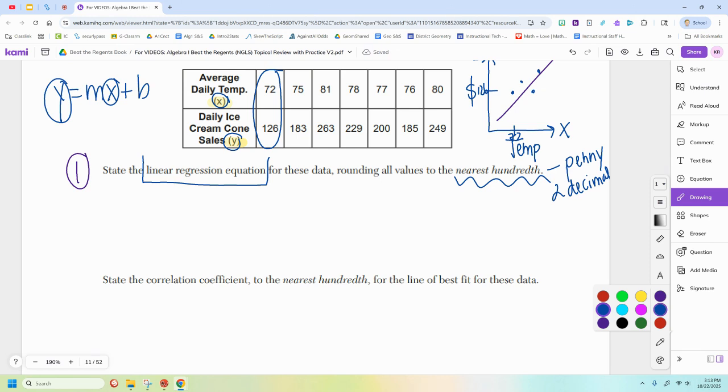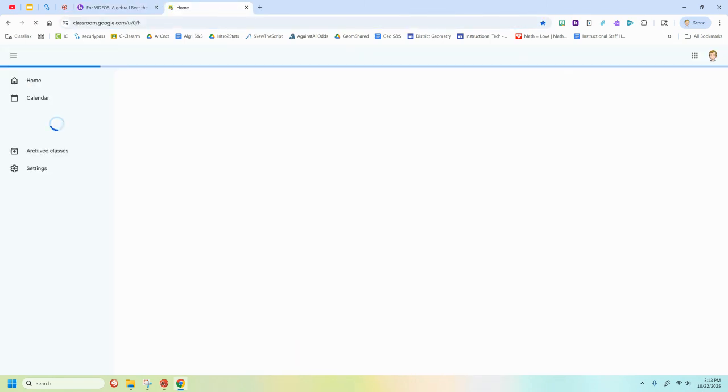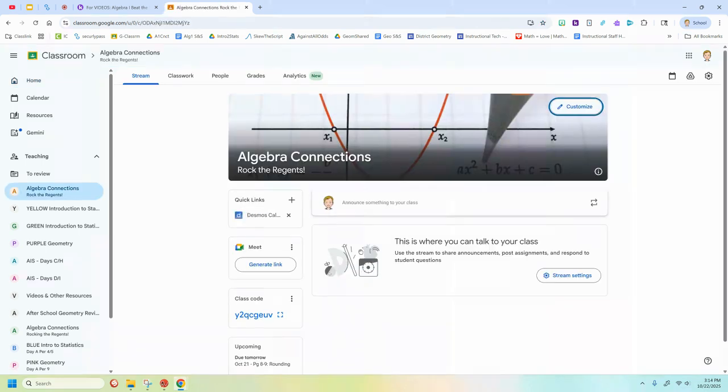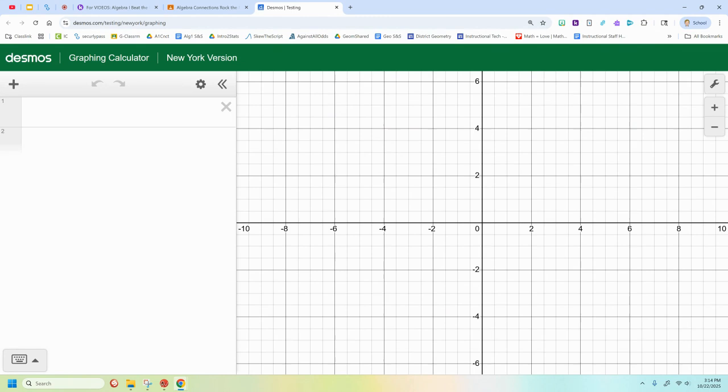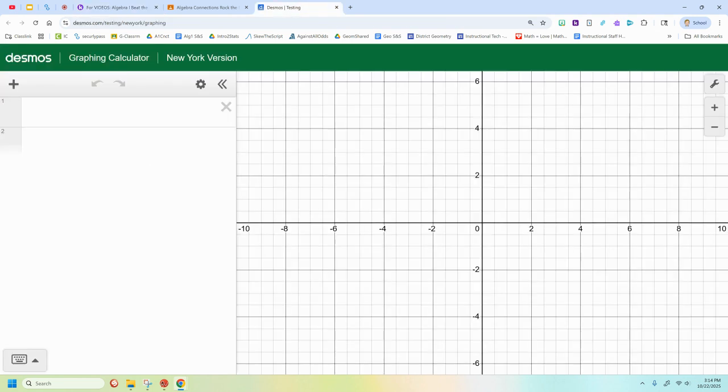Okay? So what we need right now is our Desmos calculator. I have one in my Google Classroom, and hopefully you could access the same one. The key to this one is it says New York version, and that means it's the one that can be used on the exam itself. All right, so the first thing we need to do is get this data into this calculator. And if you look at this, you're just like, hey, how do I do that? We have two lists. We actually want to make a table.